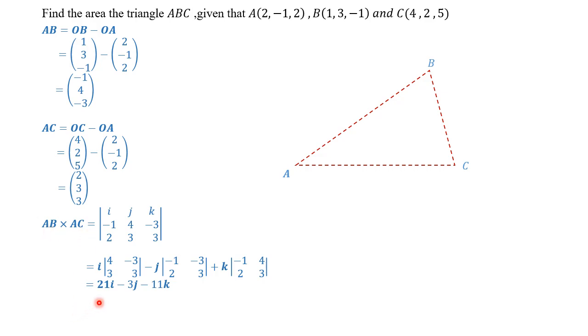So half the modulus of this vector will be the area of the triangle here. So this is half the modulus of AB cross AC here, which is equal to half of root of 21 squared plus minus 3 squared plus minus 11 squared here. So this is going to give us half of root 571 units squared. So that will be the area of this triangle ABC.